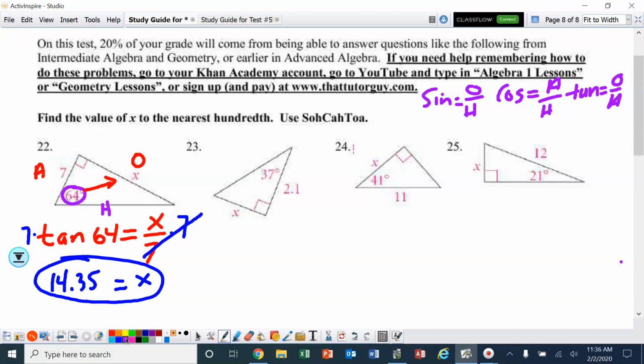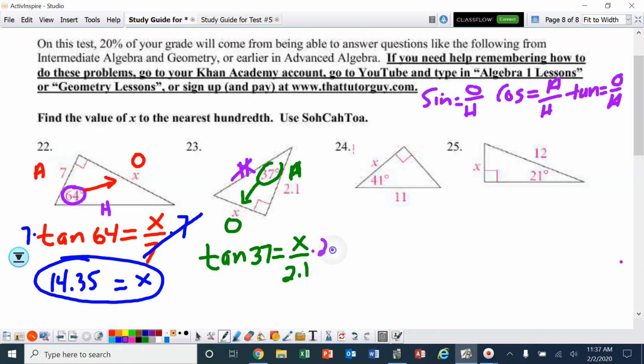The next one, again, I notice the hypotenuse, ladies and gentlemen, is not being used. So I am given this angle. The x is opposite that angle, and this 2.1 is next to it, it's adjacent. So again, it's tangent. Tangent of 37 degrees equals the opposite, which is x, over 2.1. So we're going to multiply by 2.1 to get x by itself.